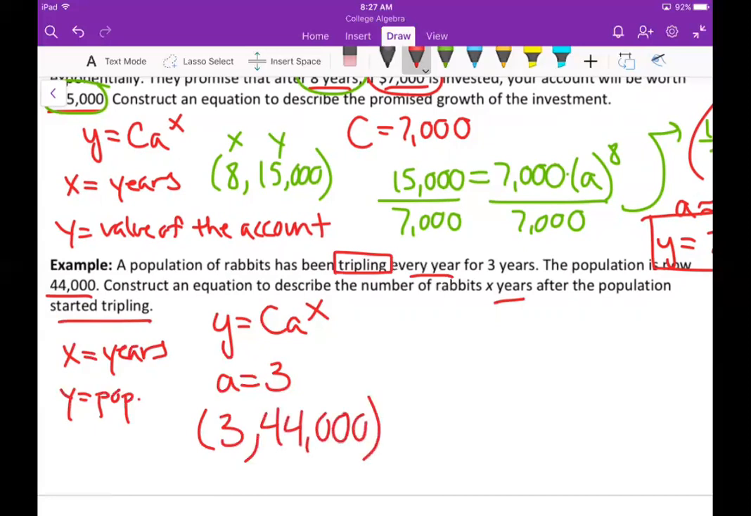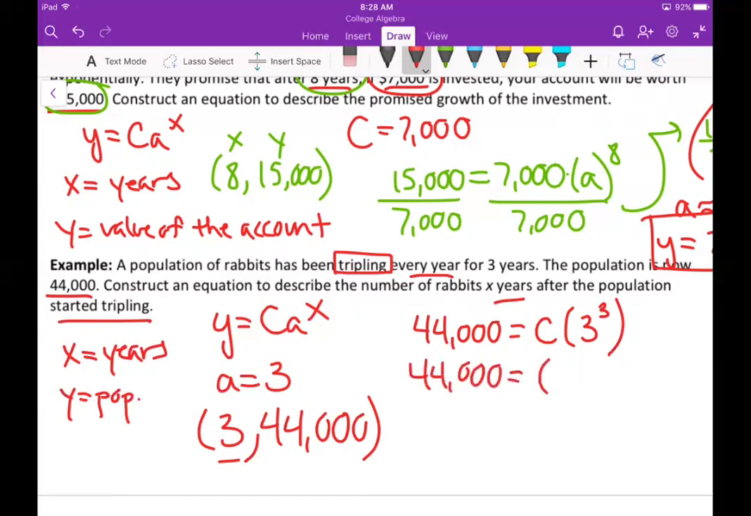So this one will give you a good example of when you know A and another point, and you need to use that equation to find C to get your final equation. So we know Y is 44,000. We don't know C, but we know whatever C was, we took it times 3 three times, because X is 3, to get to 44,000. And this is a little bit easier to solve for because we could take 3 cubed in our calculator and see that 3 cubed will end up being 27.